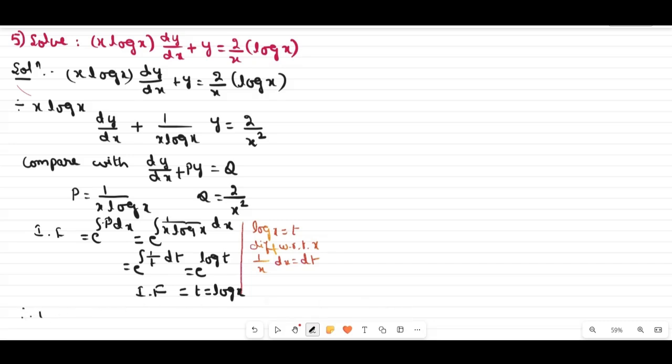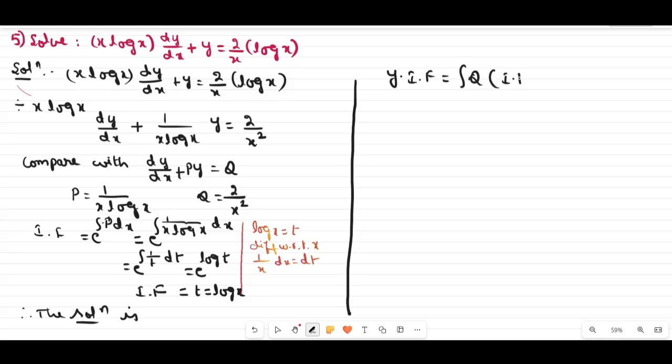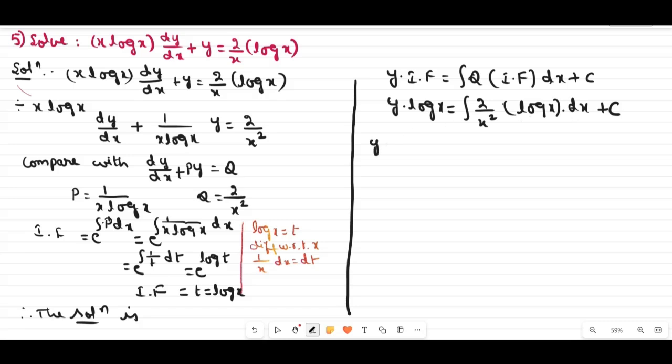Therefore, the solution is, I will write the solution here: y into integrating factor equals integral of q into integrating factor with respect to x plus c. So the integrating factor is log x, keep that as it is. Integral of q, q is 2 by x square, into integrating factor log x, into dx plus c. So now see here, we have a product of two functions. As you know, we must apply integration by parts.